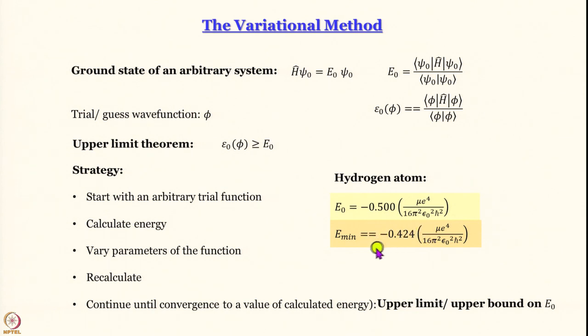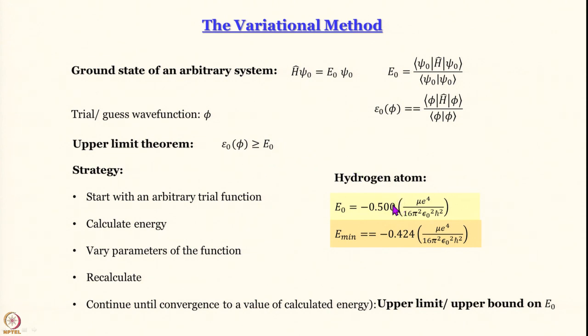But what we see is that we get -0.424 times something, and the exact solution is -0.50 times something. So we have gone close. We have not got -0.1 multiplied by the same constant, we have got -0.424, which is close to -0.500, but is more than it. So using this hydrogen atom problem, we have demonstrated the upper limit theorem.